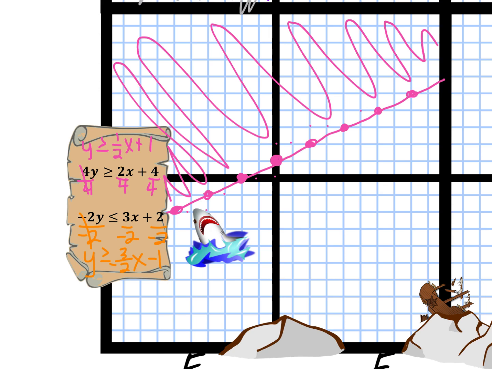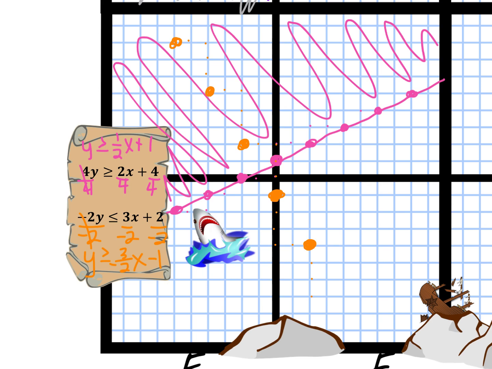Let's graph it. My y-intercept is negative 1. My slope is negative 3 halves, negative 3 over 2. So I could say let's go down 3 and then to the right 2. That makes a negative slope. Or I could go up 1, 2, 3 and left 1, 2. Either way, it makes a negative slope.